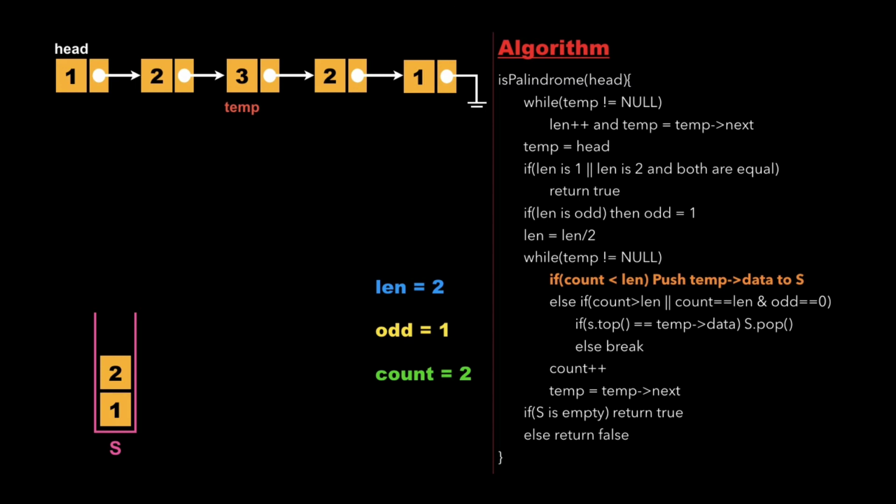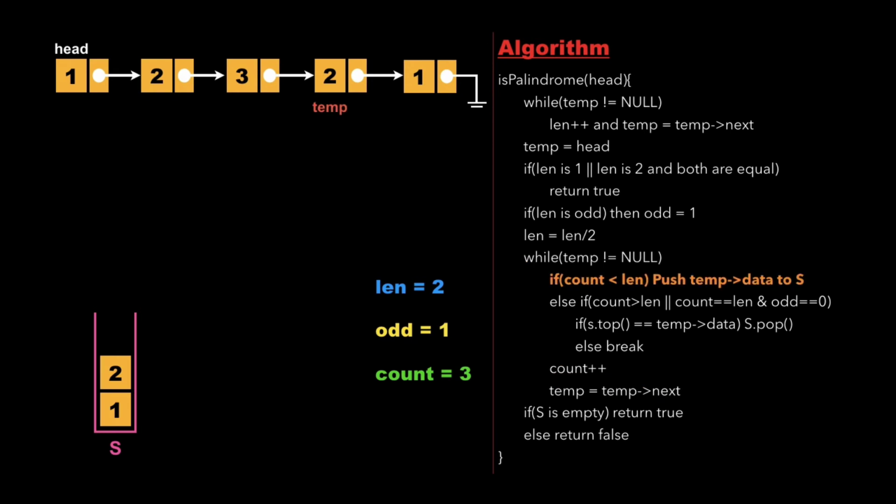This time the value of count is not less than length, so we are in an else condition where we check whether count is greater than length, which is false, as well as the count is equal to length but the value of odd is 1. Therefore even this if condition is not true, so we just update the value of count as count plus plus and we update the temp pointer.